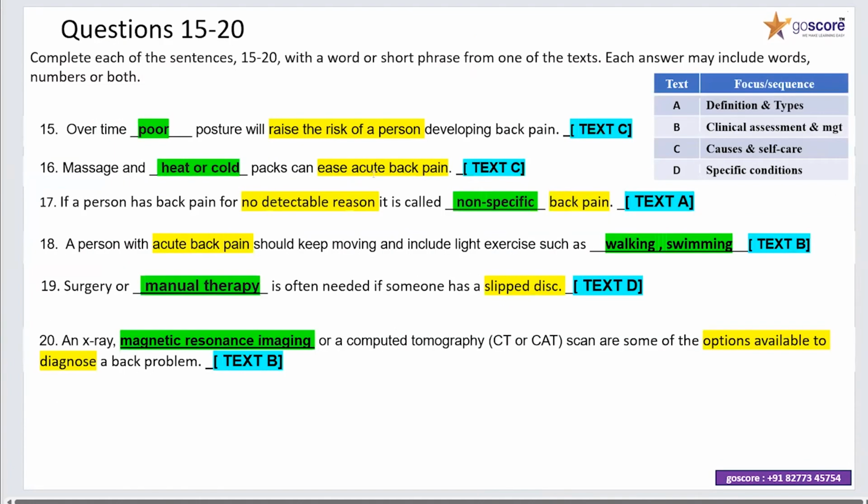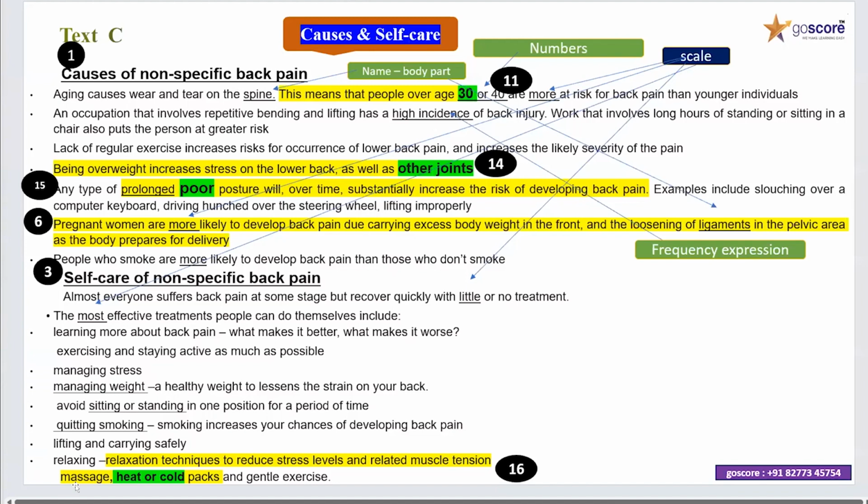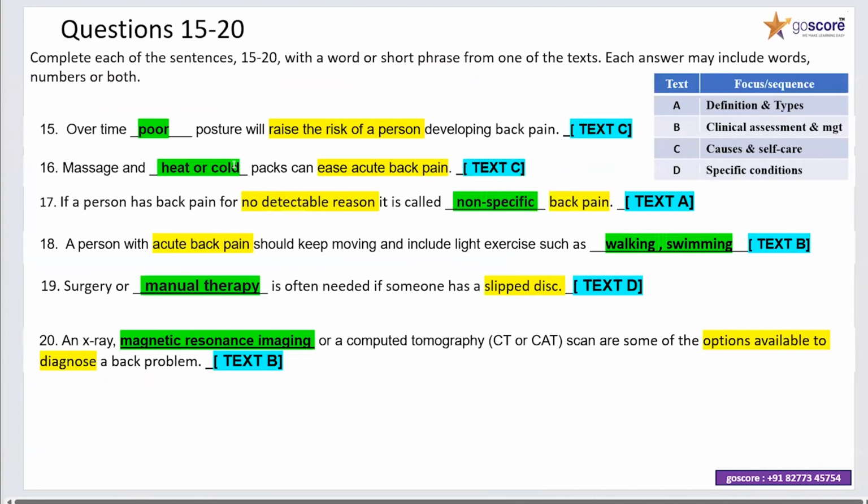Massage and dash packs can ease acute back pain. Definitely packs is there, and we know some heat or cold packs, right? So it is acute back pain. It's from the self-care, right? So you can move to text C. Always we used to put the packs, right? So self-care. In text C, you can just check. Here, massage, heat or cold packs. So the answer is heat or cold packs. No need to write the packs, it's already there. So you can write heat or cold. Yes, so massage and heat or cold is the answer here. Packs can ease acute back pain.